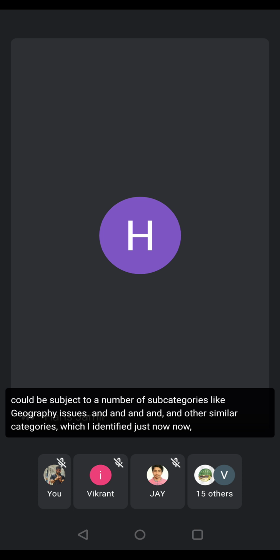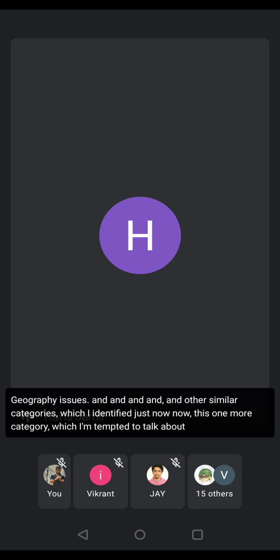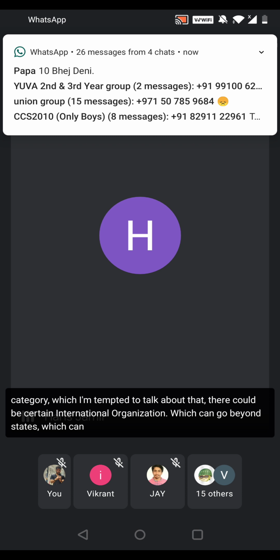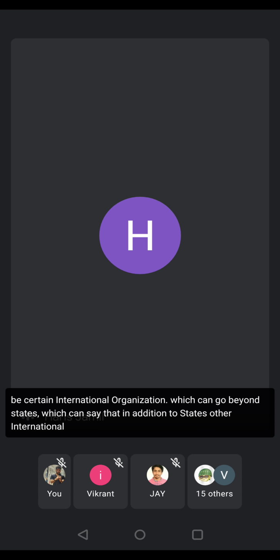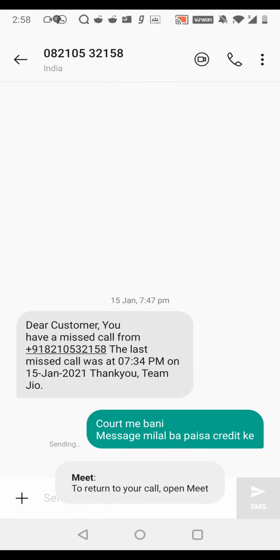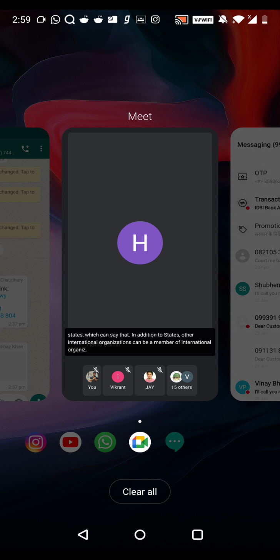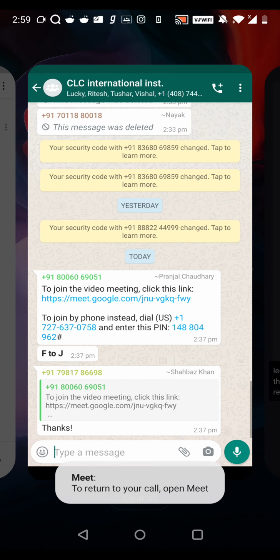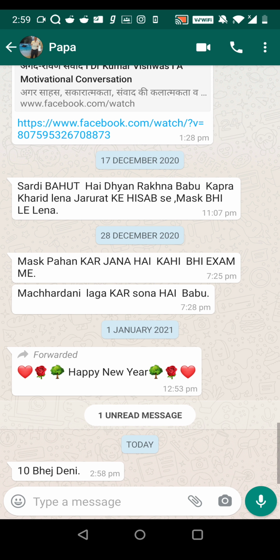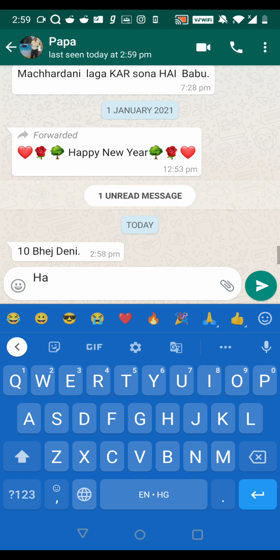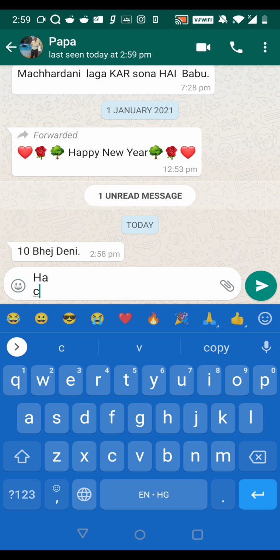Now, there's one more category which I'm tempted to talk about: there could be certain international organizations which can go beyond states, which can say that in addition to states, other international organizations can be a member of an international organization. Those of you who attended the first lecture would remember a discussion we had when we were defining international organization. If you remember the definition we adopted for our class discussion from the International Law Commission's articles on the responsibility of international organizations, we said that an international organization is established by a treaty or other instrument governed by international law.